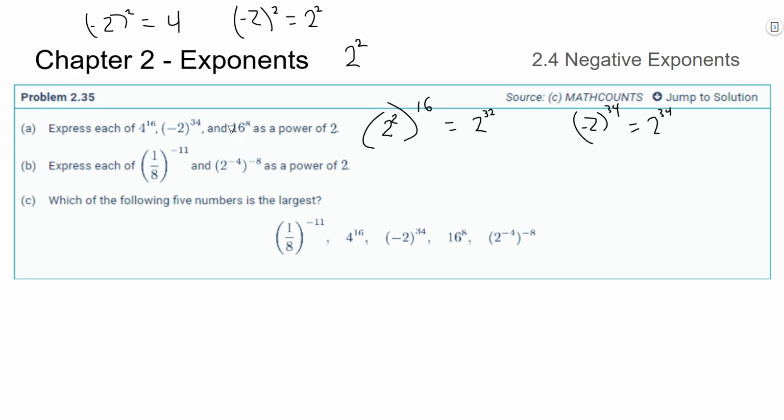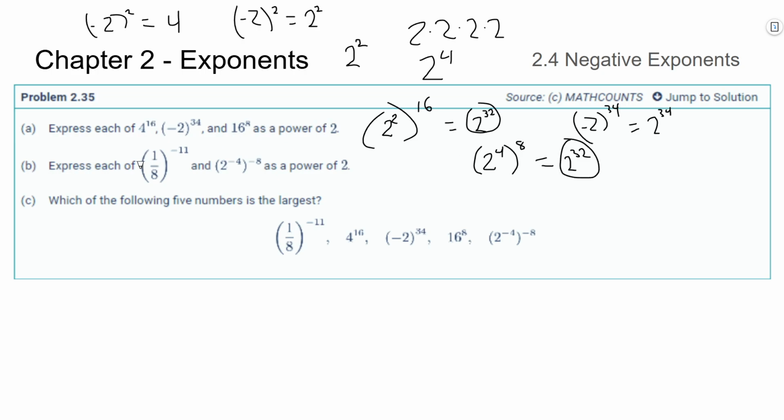negative 2 to the 34 is the same thing as 2 to the 34. All right, and then 16 to the 8th. Well, 16 is a power of 2. We know 2 times 2 is 4, times 2 is 8, times 2 is 16. So 2 to the 4th would be 16. So we'll swap that out, and we'll say 2 to the 4th, which we know is the same as 16, to the 8th. And the power to a power rule is going to give us 2 to the 32nd. Actually, the same as this one.